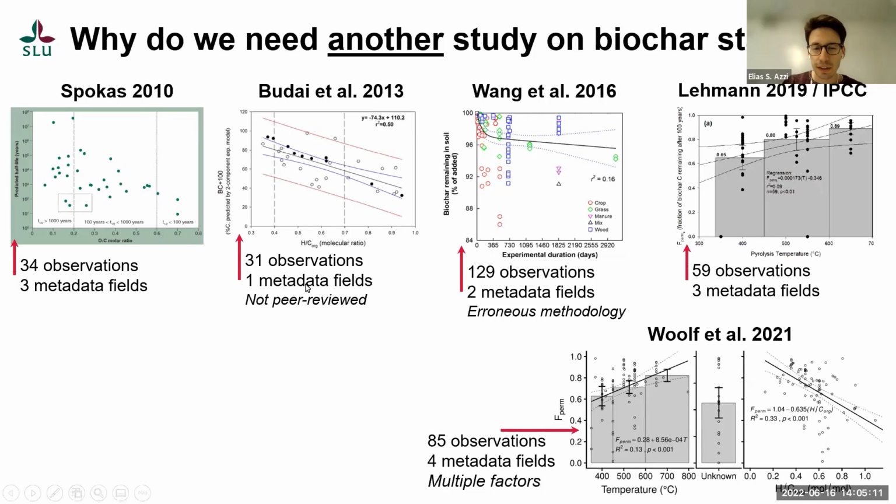What I call metadata here is information about the incubation experiment. What do we know about it? What was the composition of the char? What was the type of the biomass? What was the pyrolysis temperature?